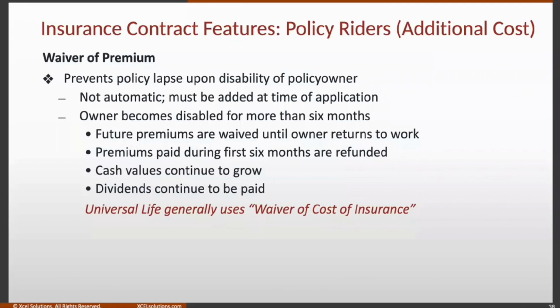All these other riders we're about to discuss will cost them more money for adding these riders to their life insurance policy to provide extra protection at an additional cost. So the first one here is the waiver of premium rider. We can add a waiver of premium rider to a life insurance policy. The waiver of premium rider will prevent the policy from lapsing if the policy owner were to become disabled and unable to work and earn wages to be able to afford to pay the premium on the life insurance policy.